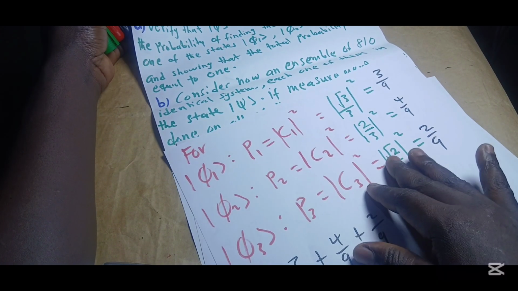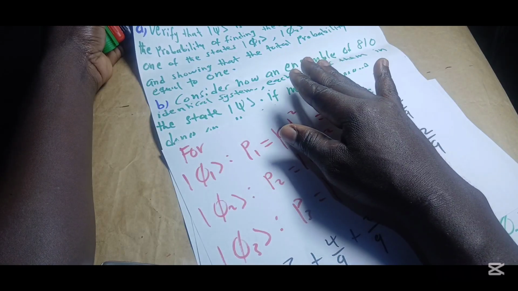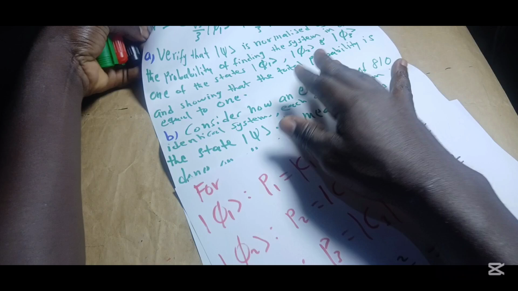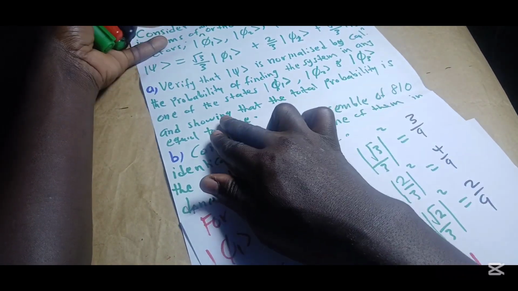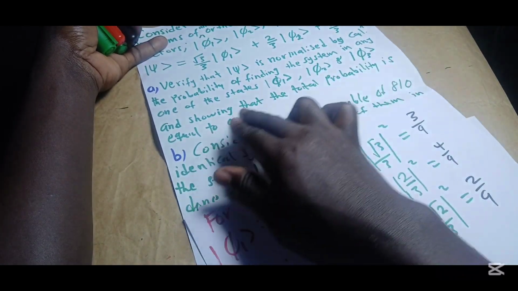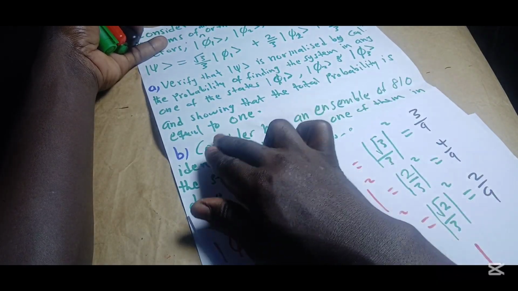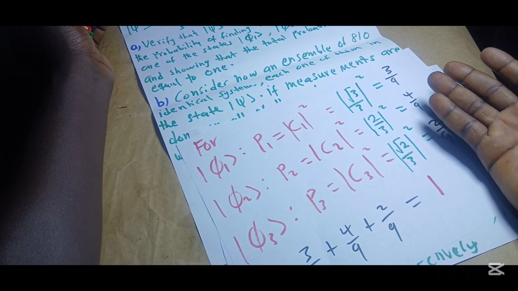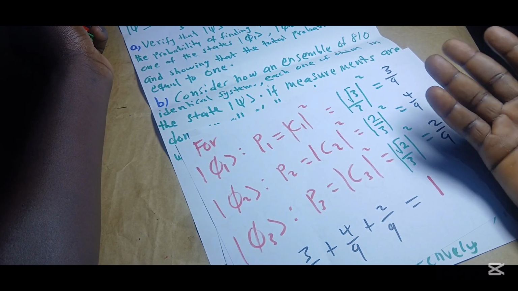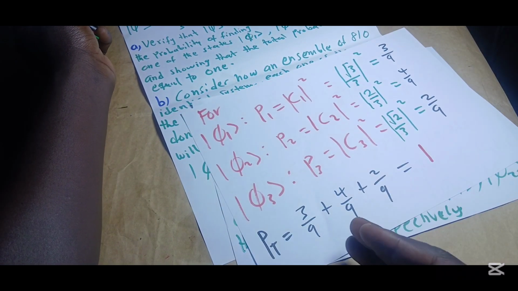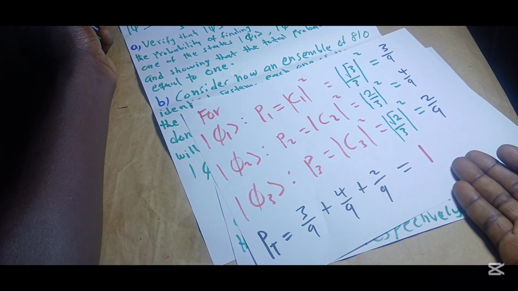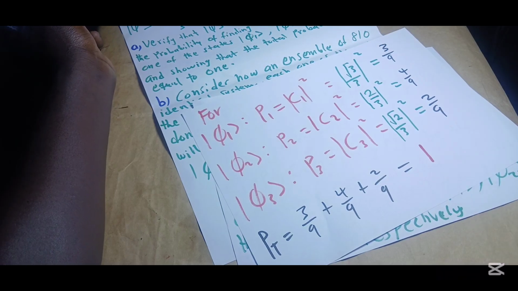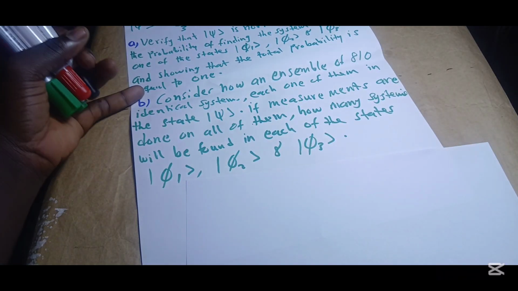We should verify that psi is normalized by calculating the probability of finding the system in any one of the states and showing that the total probability is equal to 1. In this case, we've calculated the probability contribution of each of the phi, and now we add all their contributions and it gives us 1. So that is it for part A of the question. Now, part B of the question.